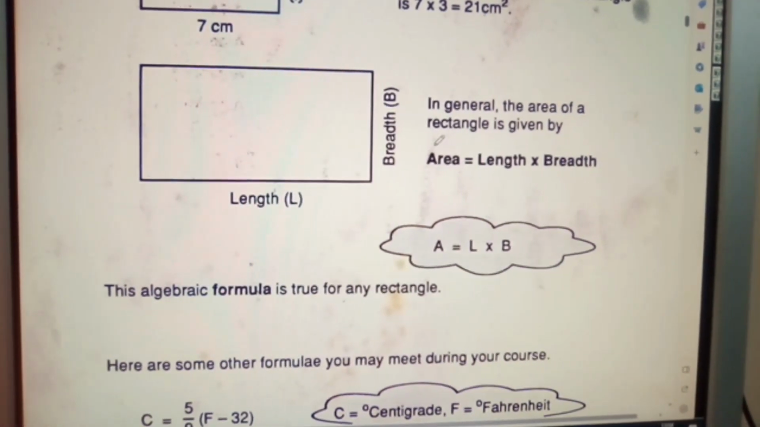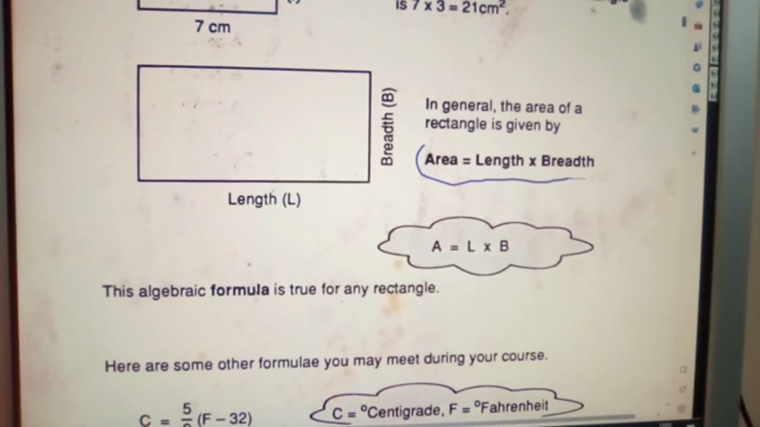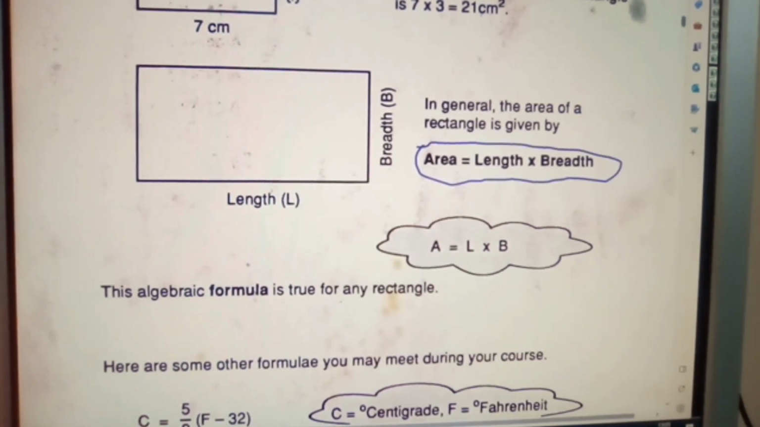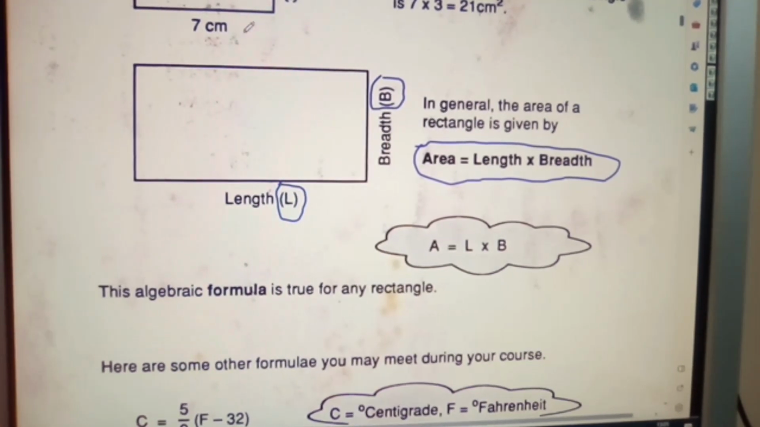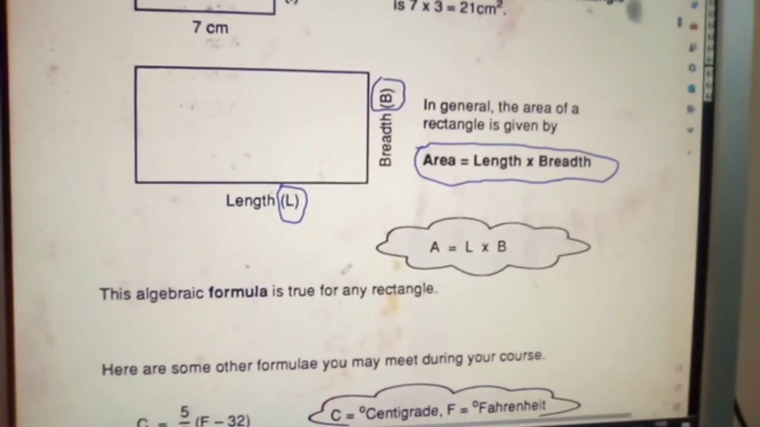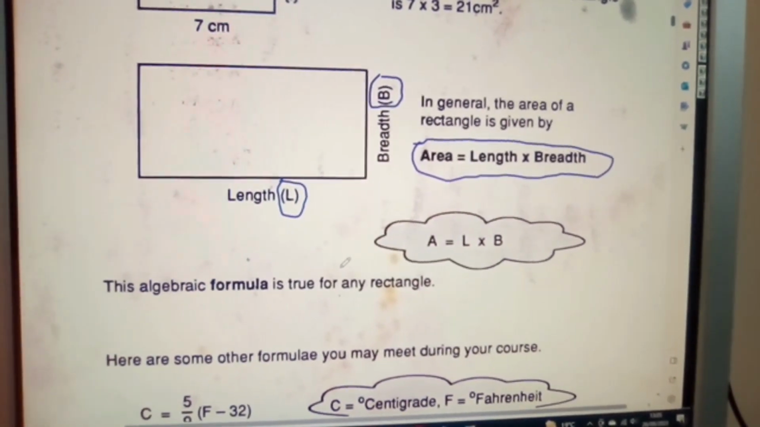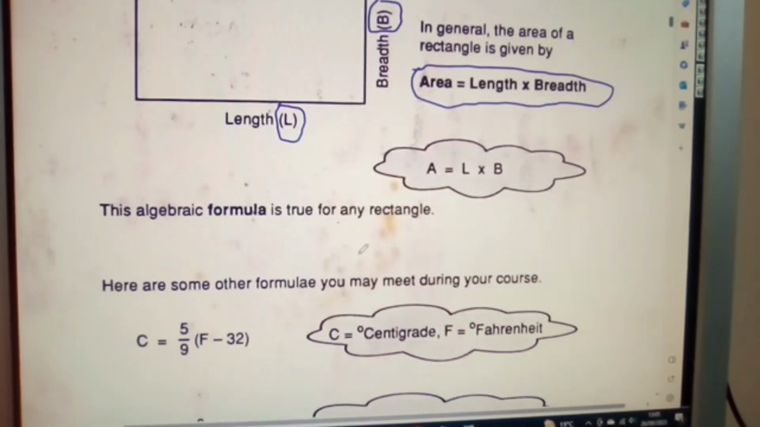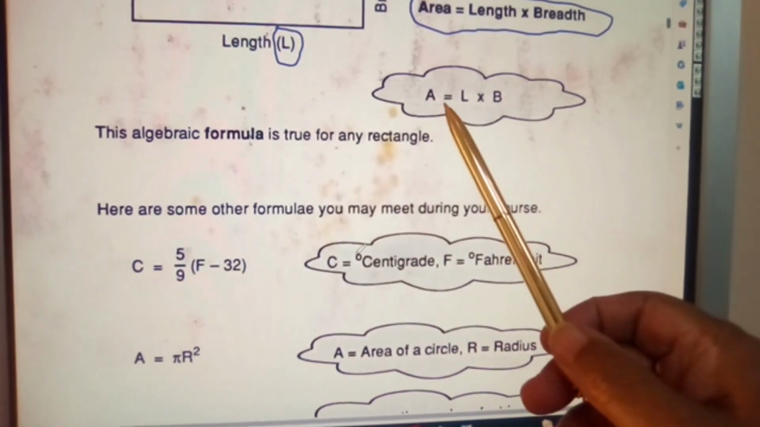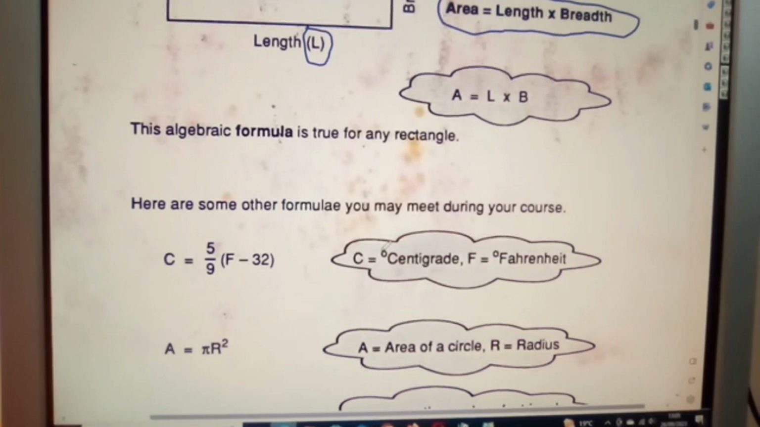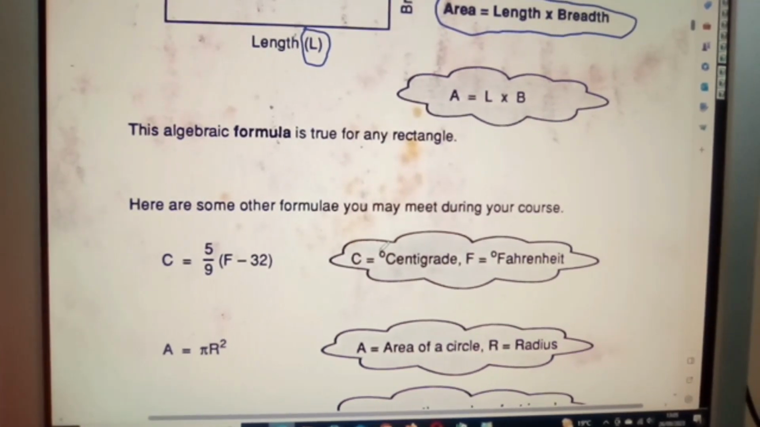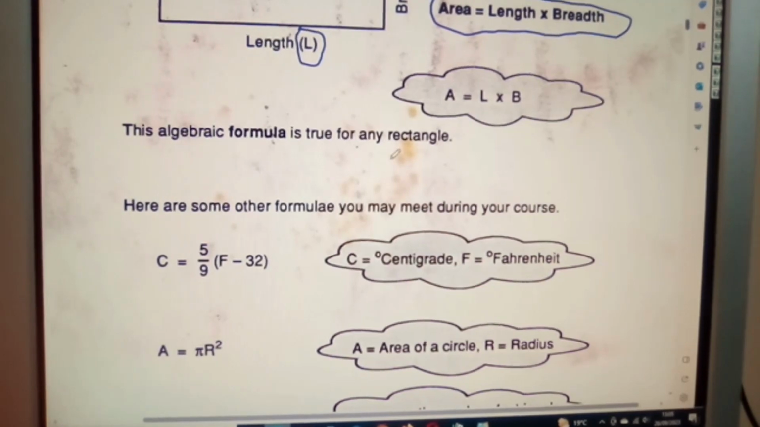Okay, length times breadth. Okay, and that's what we're looking at here. Okay, that's our letter L and B. Okay, so here you can see already we have replaced numbers with letters. Okay, so bear that in mind because it's going to come up even furthermore. So here we can now say area equals L times B, and this gives it an algebraic formula. It's true for any rectangle.